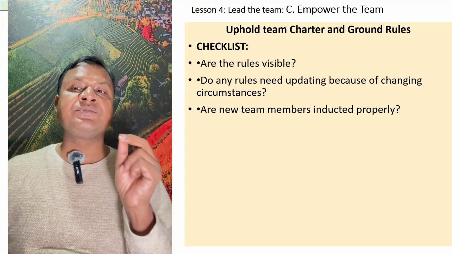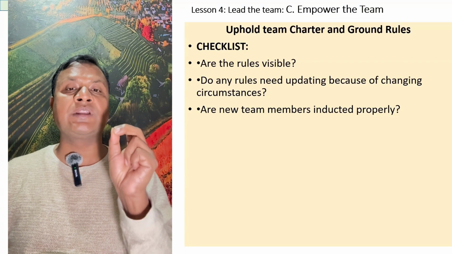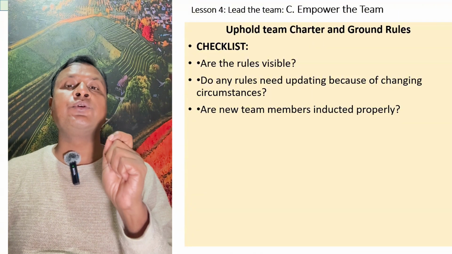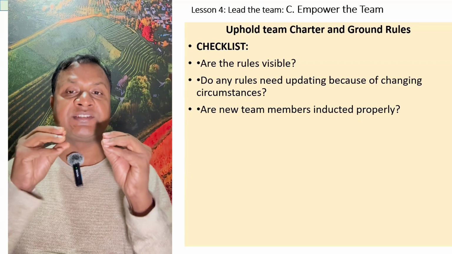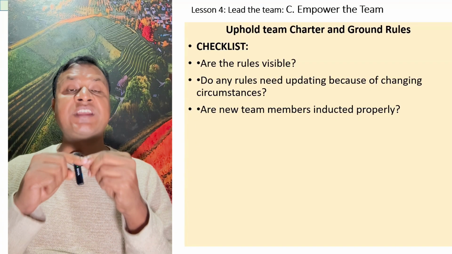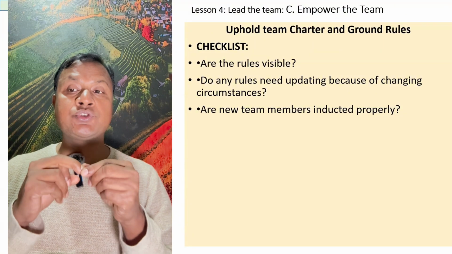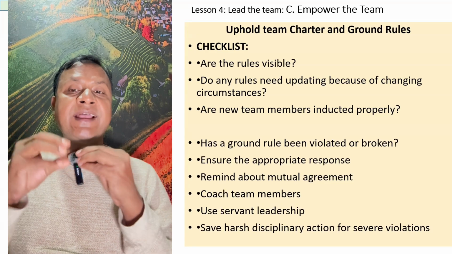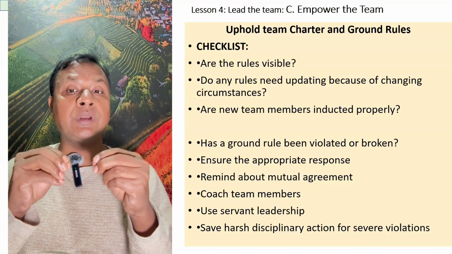To uphold the team charter, we can make a list of ground rules so that team members follow it. So number 1 is, are the rules visible so everyone can see them? Do any rules need updating because of changing circumstances? Or are new team members introduced properly? So this kind of checklist. Or has a ground rule been violated or broken? What should you do now?